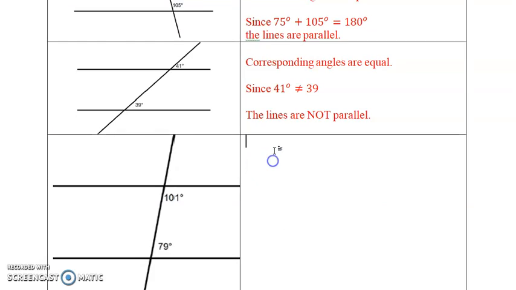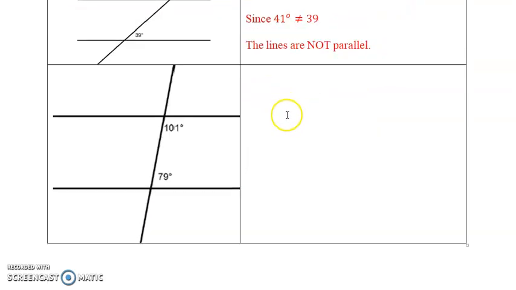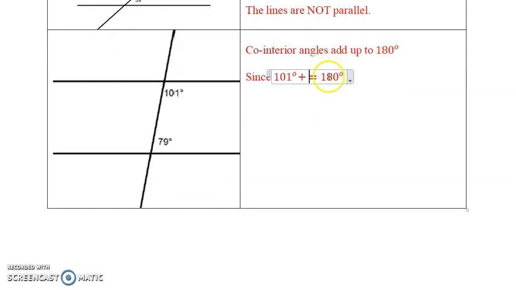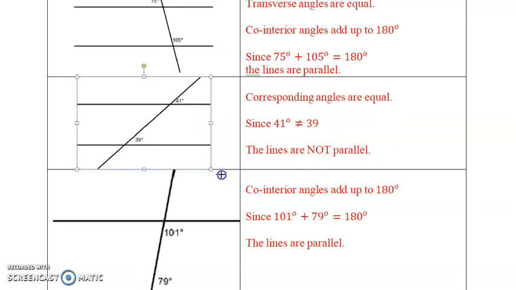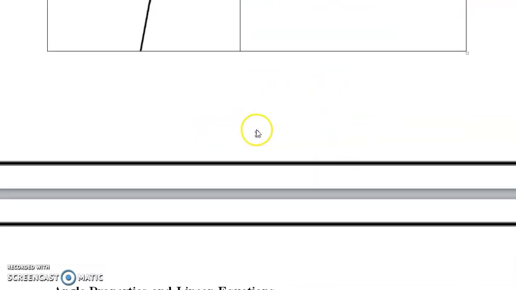And the next one is co-interior angles add up to 180 degrees. Since 101 plus 79 degrees is equal to 180, the lines are parallel. So we just had the one scenario where they were not. The rest were good. So we'll head to the next example.